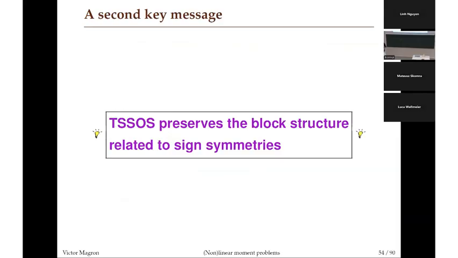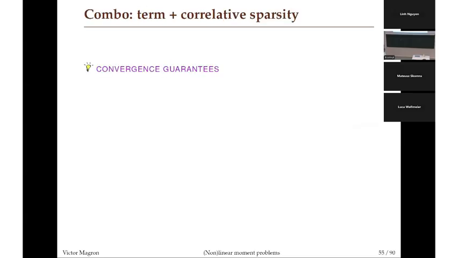So that's the key message of the term sparsity part. TSSOS preserves the block structure related to sign symmetry. So we were not smart enough to see that when we first designed the algorithm. We were just mimicking what happens when you exploit sign symmetries. And also we were not smart enough to realize what happens in general for general symmetries. So I will mention that a bit later. There are some convergence guarantees when you just exploit term sparsity.